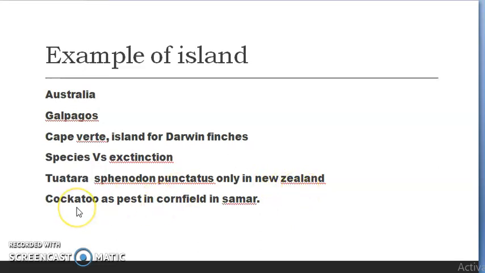Another good example is the cockatoo as a pest in cornfields in summer, and this is also on the verge of extinction. So I hope you understand the concept of the biogeography of islands. This is the richness of species in an isolated area, which is known for unique species of plants or animals. Thank you.